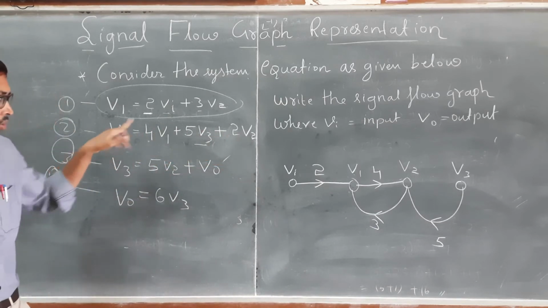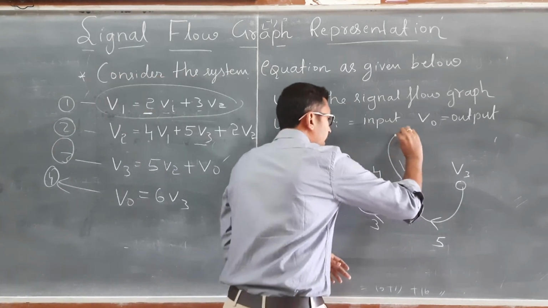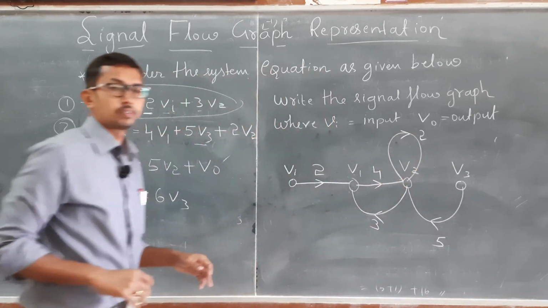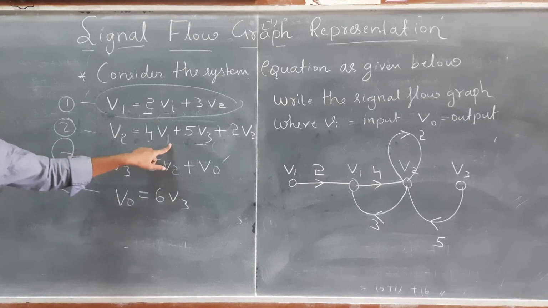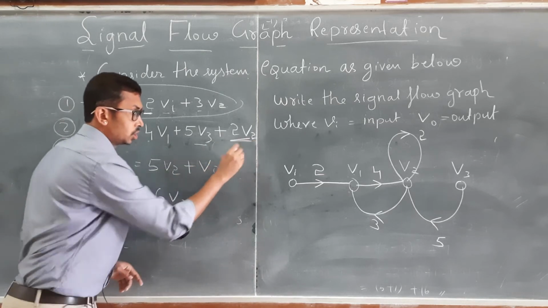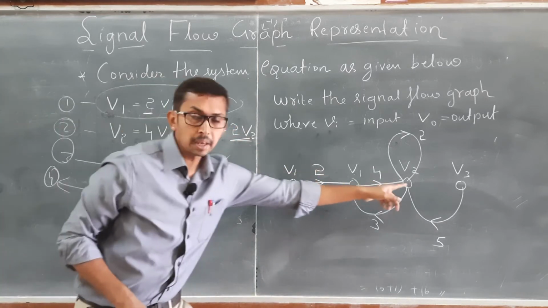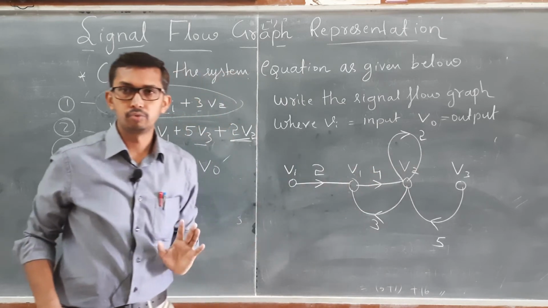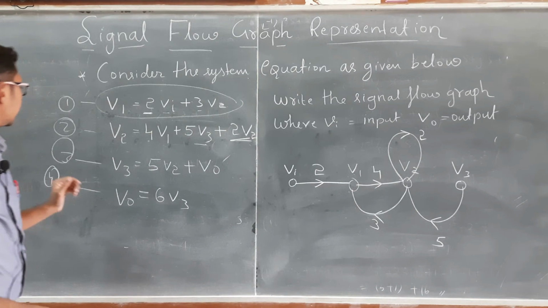So V2 is equal to what? 2V2. That means it is going to start from here and end over here, so the constant of that branch is 2. Got it? So V2 is equal to 4V1 plus 5V3 plus 2V2. Here please pay attention: V2 is equal to 2V2. That means there is a branch which starts from V2 and also ends at V2, with a transfer function of 2.